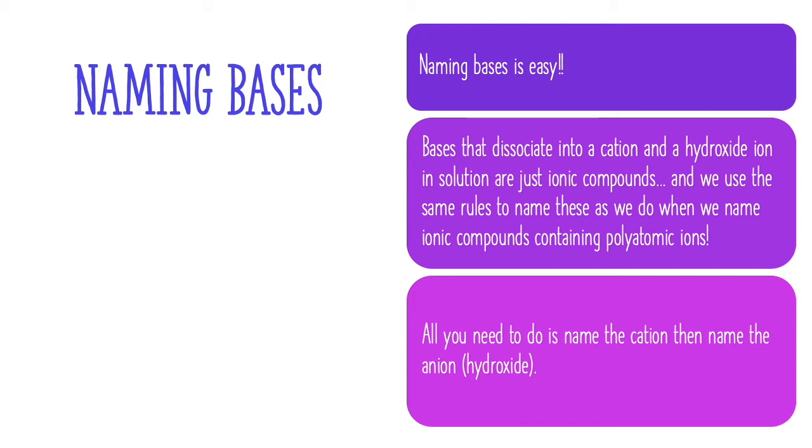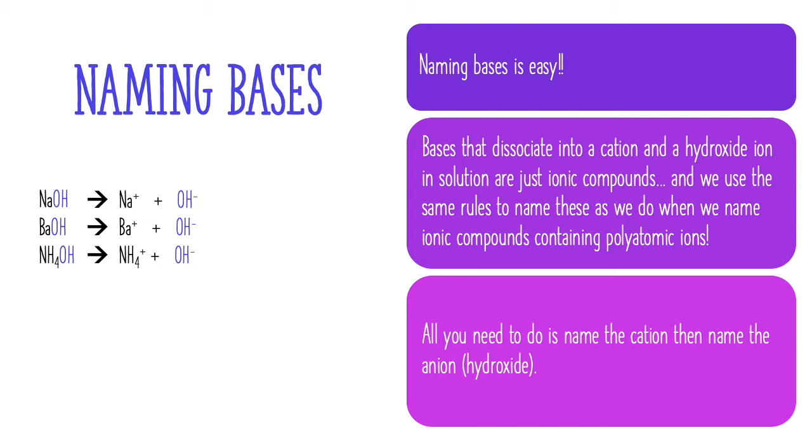Bases that dissociate into a cation and a hydroxide ion in solution are just ionic compounds. So here's 3 examples. We have sodium hydroxide, barium hydroxide, and ammonium hydroxide here. And I'm just going to go ahead and show you the ions they form in water. So they all have hydroxide in common, and they all have these metal cations.